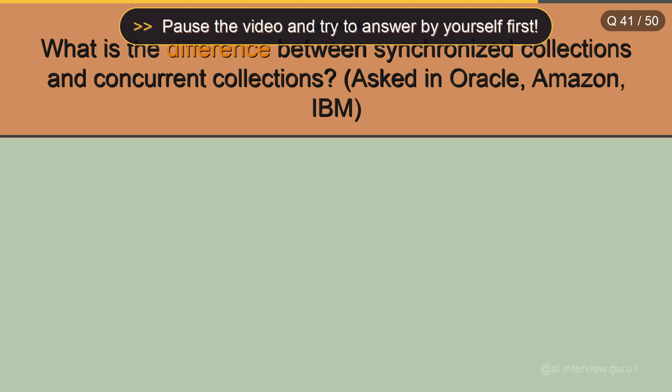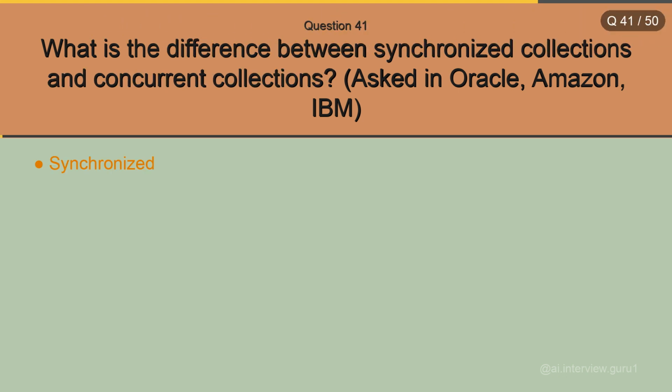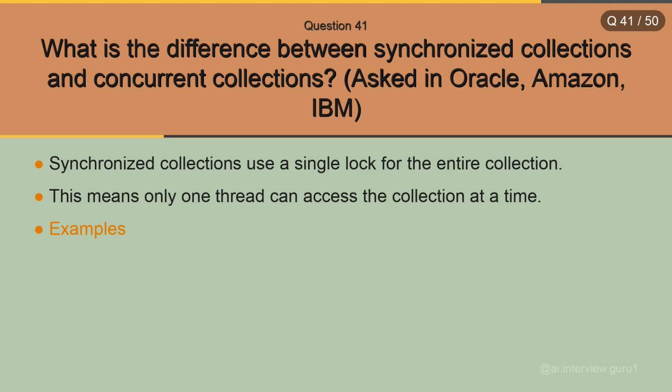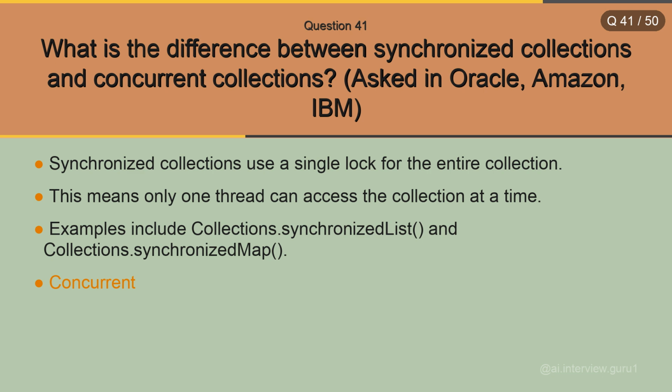What is the difference between synchronized collections and concurrent collections? Synchronized collections use a single lock for the entire collection. This means only one thread can access the collection at a time. Examples include Collections.synchronizedList and Collections.synchronizedMap.